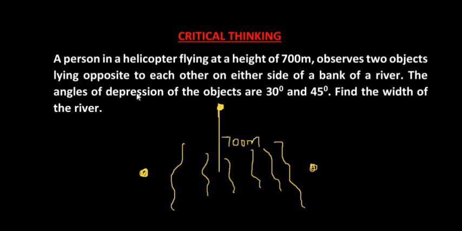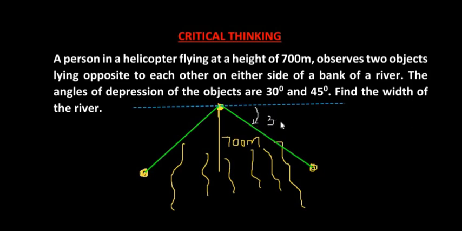Now the angles of depression of the objects are 30 degrees and 45 degrees. Find the width of the river. Now when the person is looking down, he is making obviously an angle of depression. So he is looking at this object and he is looking at this object as well. And since the angle of depression is given, let us draw the line of sight and mark one of the angles as 30 degrees and the other angle as 45 degrees. You can interchange the angles as well. You can write here 45 and here 30, since there is no particular mention about the object.